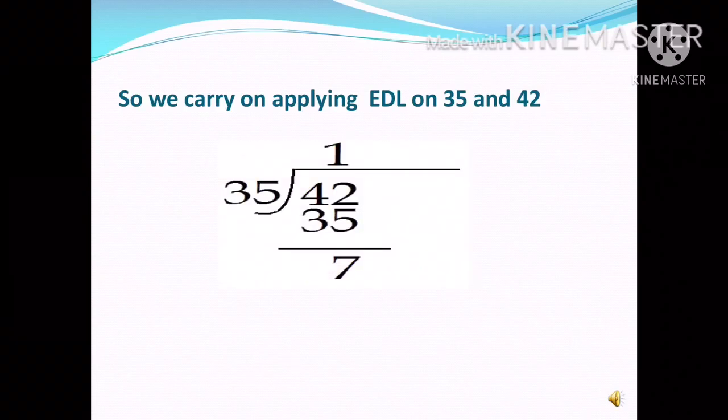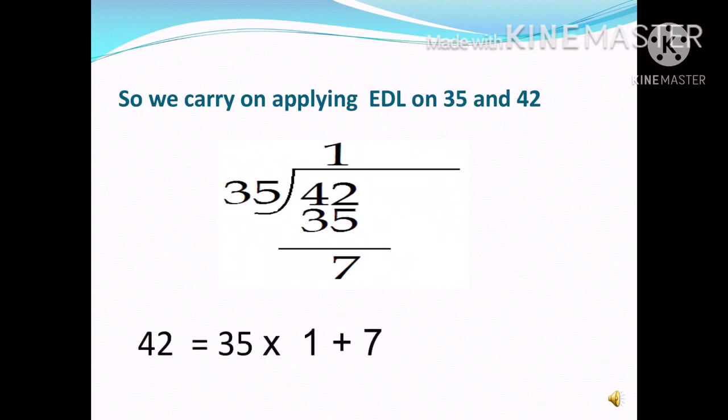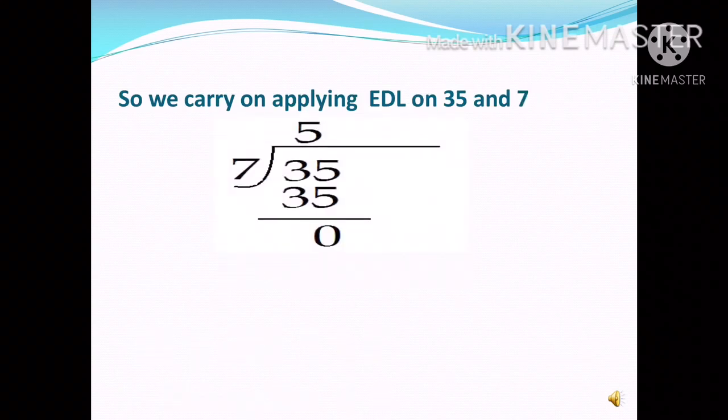This method works because the HCF of 42 and 455 will be equal to the HCF of the divisor, that is 42, and the remainder, that is 35. Now we can express 42 using Euclid division lemma, and here again the remainder is 7, that is not equal to 0. So we will continue to apply the Euclid division lemma on the divisor and the remainder of the previous step, that is 35 and 7.